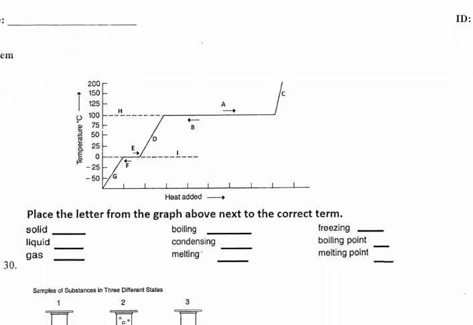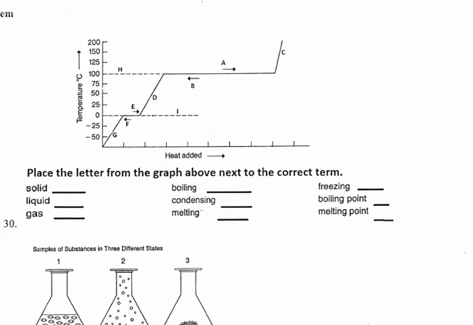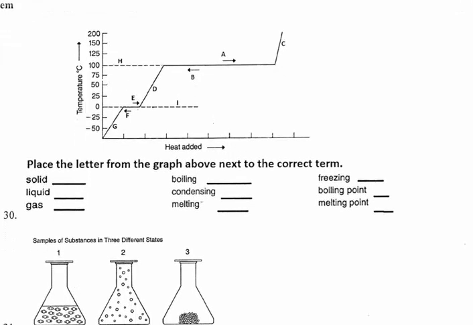Now we're getting to the end of the test. So here we have to label things. No sweat. When is it a solid? It's a solid down in G. When is it a liquid? When it's at D. When is it a gas? When it's at C. So solid, liquid, and gas. Very good. When is it boiling? It's boiling when it's at A.